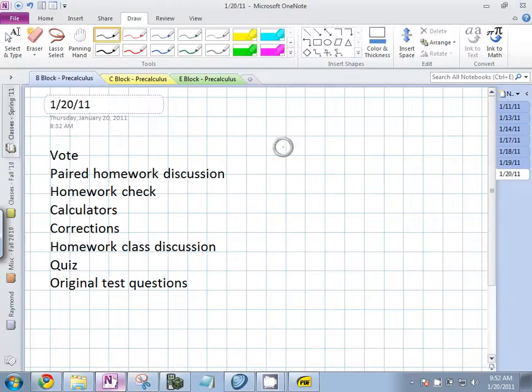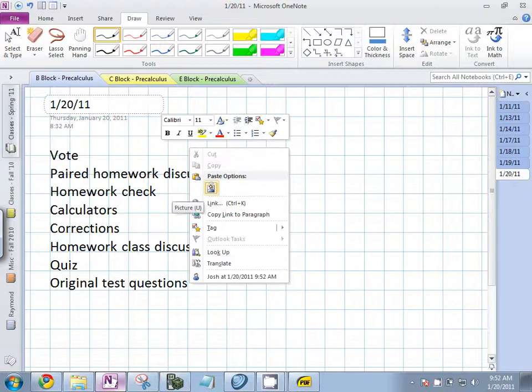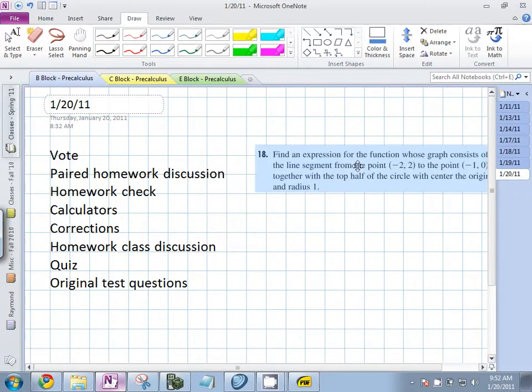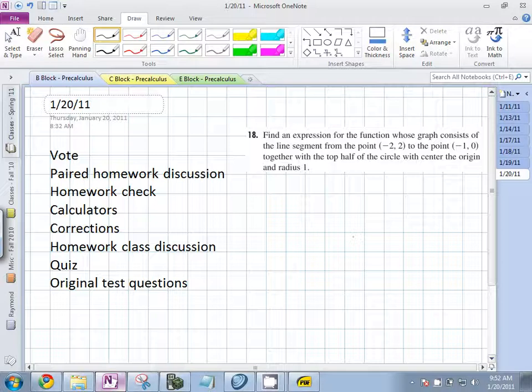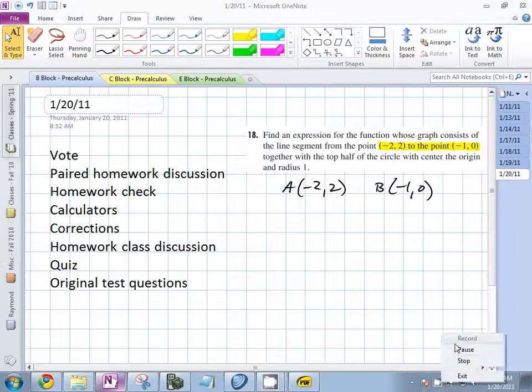Number 18. Find an expression for the function whose graph consists of the line segment from the point (-2, 2) to the point (-1, 0). Okay. Were you able to do that? You have 2 points. Let's call this point A, (-2, 2), and that point B, (-1, 0). How do you find the equation of the line between 2 points?